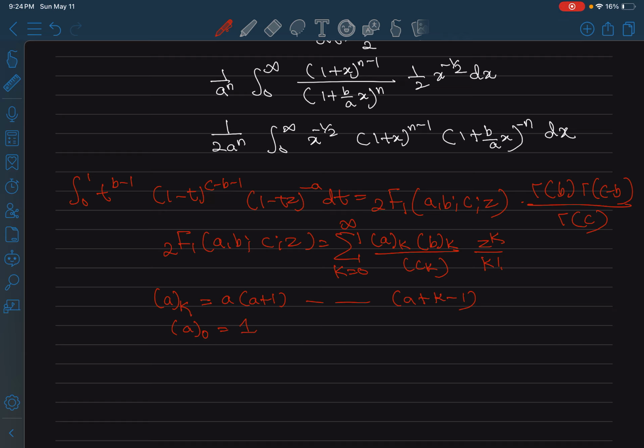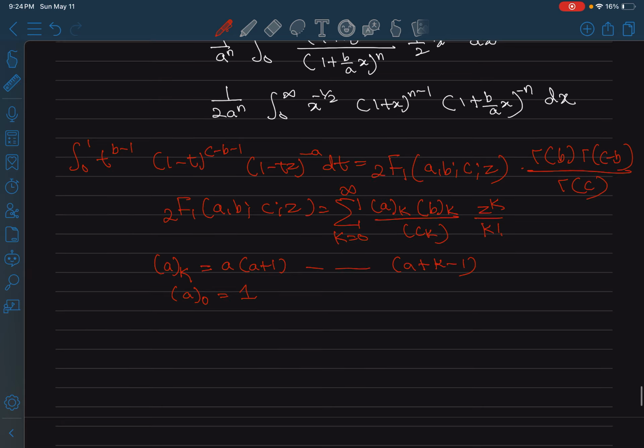So yeah, this is the thing, and we are gonna use this. And let me just try to write a different form of this integral. I mean, let's say it's in this form: t to the power p, 1 minus t to the power q, 1 minus tz to the power r dt. So what if it's in this form?